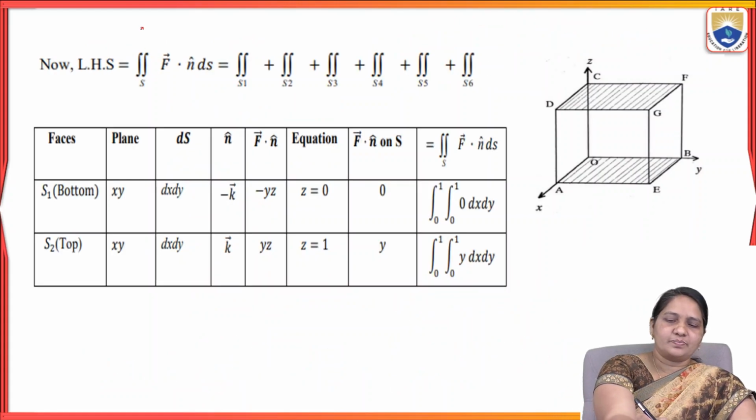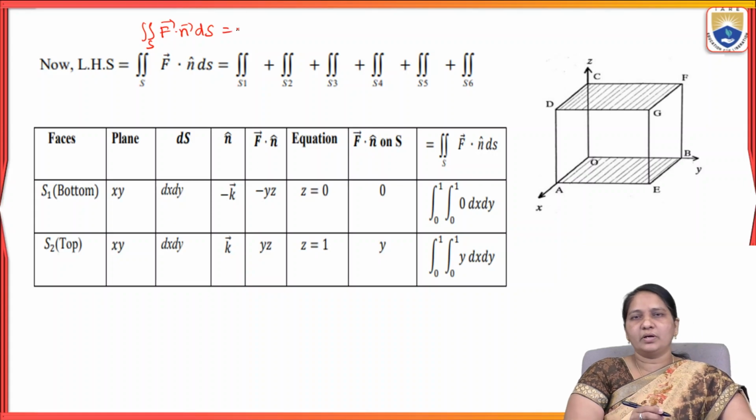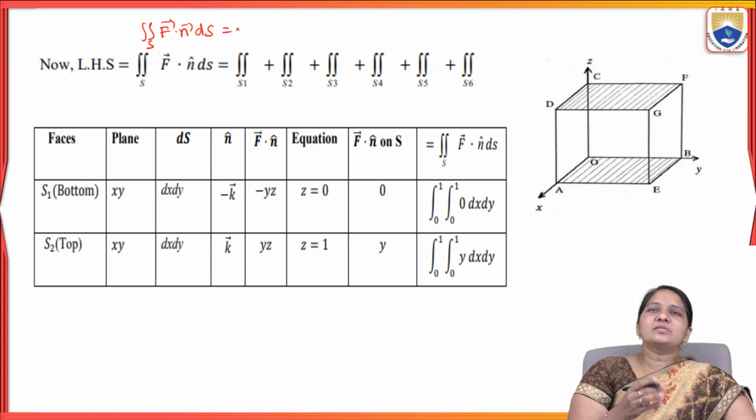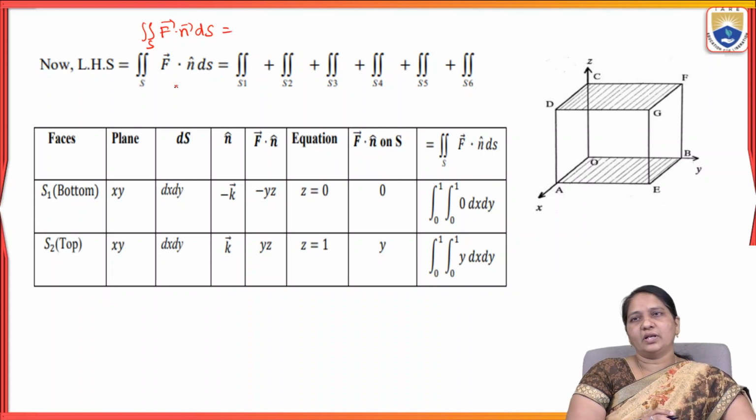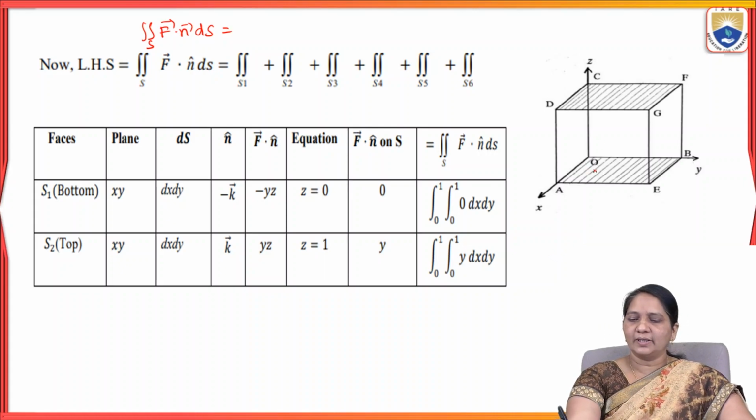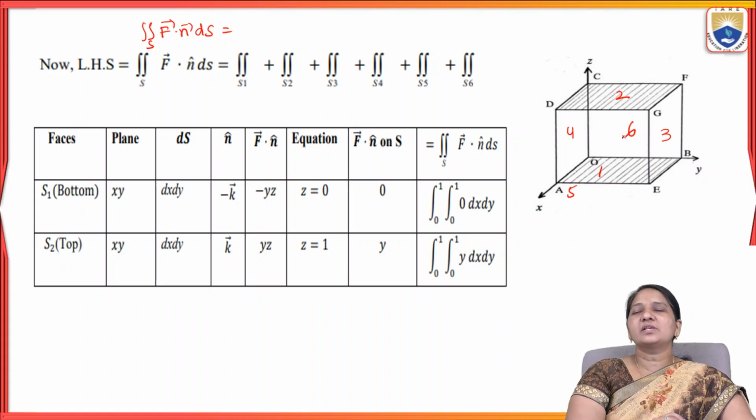So for the LHS part, we need to calculate the integral over S of F bar dot n bar ds. That means the integral value over all surfaces we have to calculate. For the cube, how many surfaces can we observe here? This is 1, 2, 3, 4, 5, 6. So we have 6 surfaces.